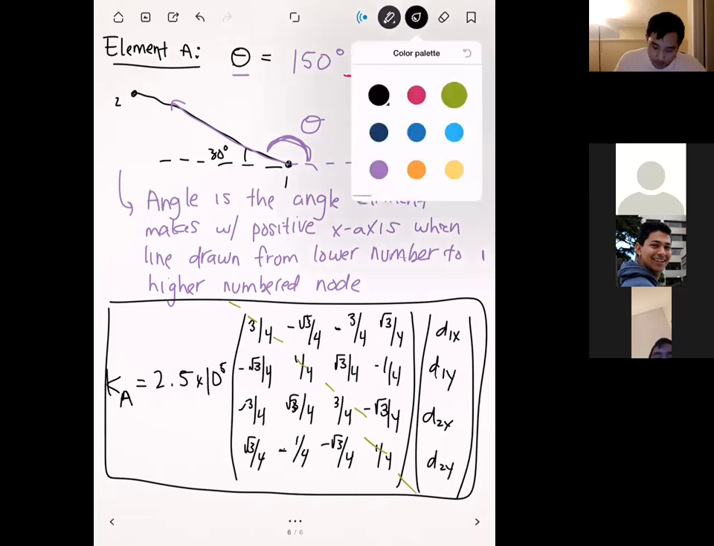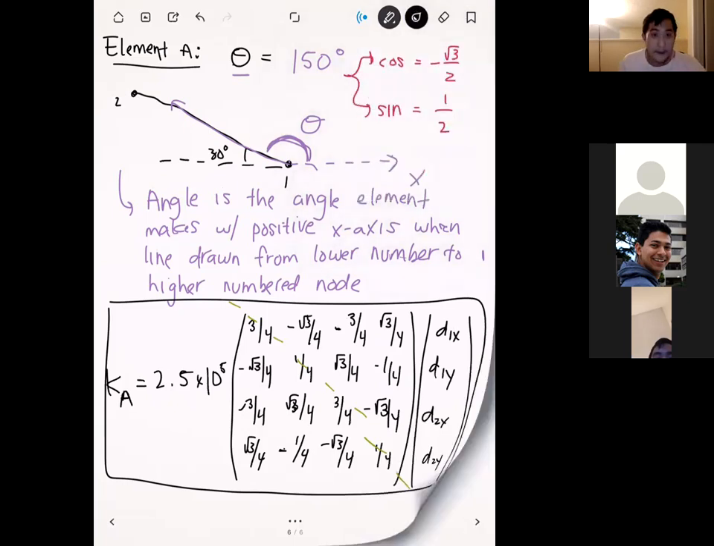All right, so that's element A. And then we have element B.